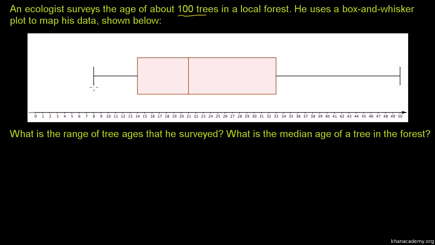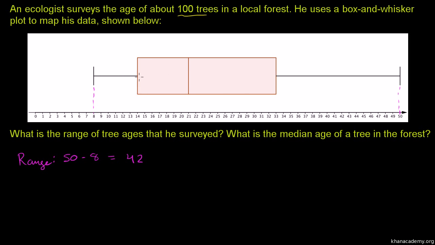So it says the lowest data point in this sample is an 8-year-old tree. I'm assuming that this axis down here is in years. And it says that the oldest tree right over here is 50 years. So if we want the range, and when we think of range from a statistics point of view, we're thinking of the highest data point minus the lowest data point. So it's going to be 50 minus 8. So we have a range of 42. So that's what the whiskers tell us. It tells us that everything falls between 8 and 50 years, including 8 years and 50 years.